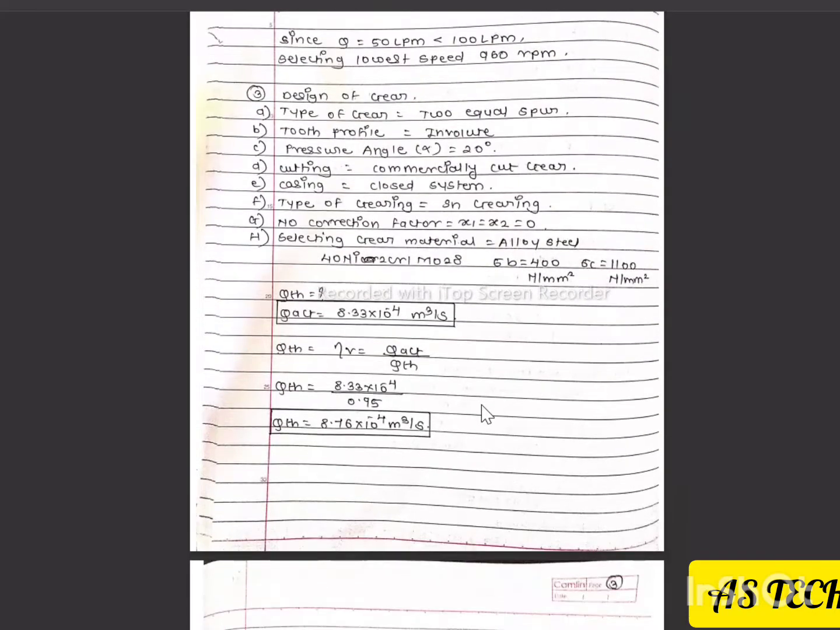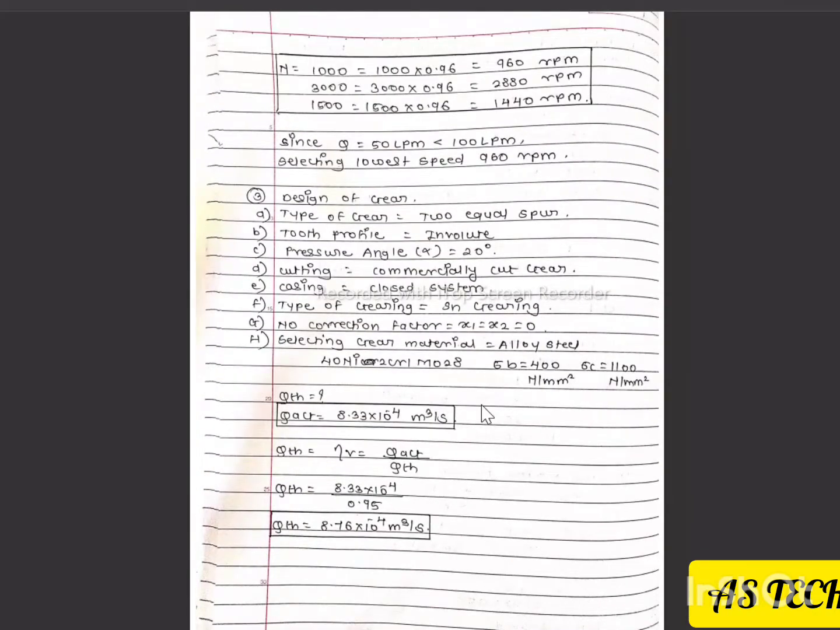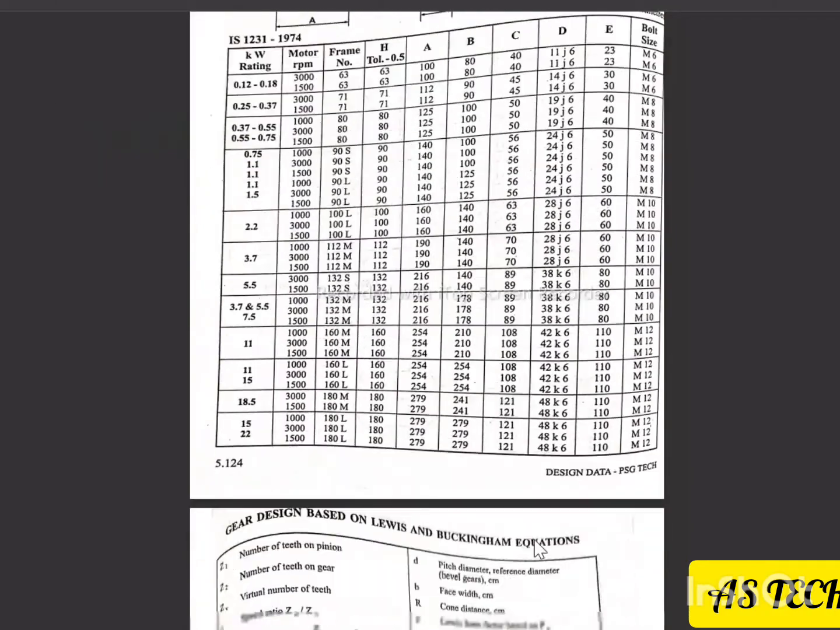Now the next one is the design of a gear. For the design of a gear, we need to write two to three parameters related to gear: which type of gear it is, which type of profile, pressure angle, cutting, casing, type of gearing, then select a gear material. To select the gear material, always select alloy steel from PSG 8.5.